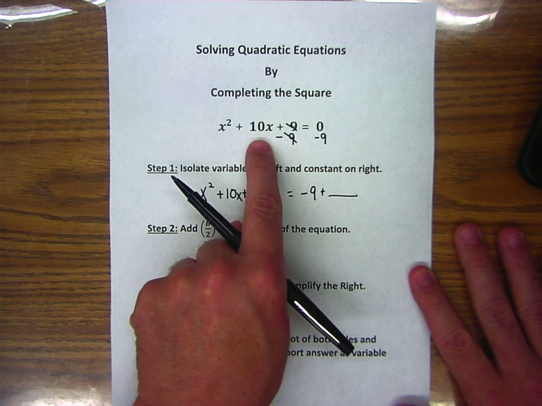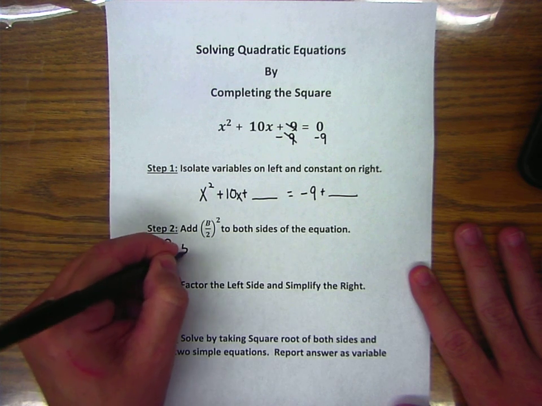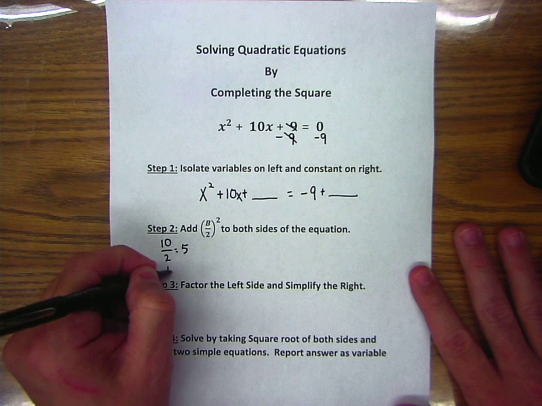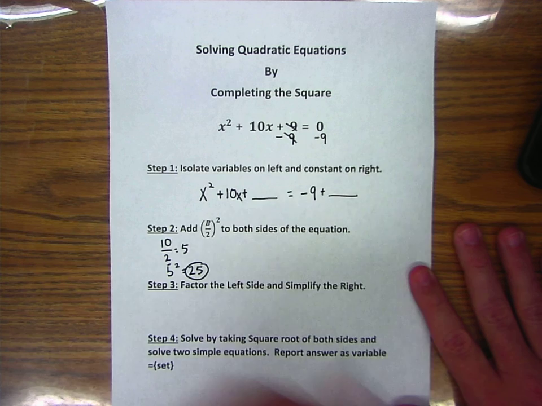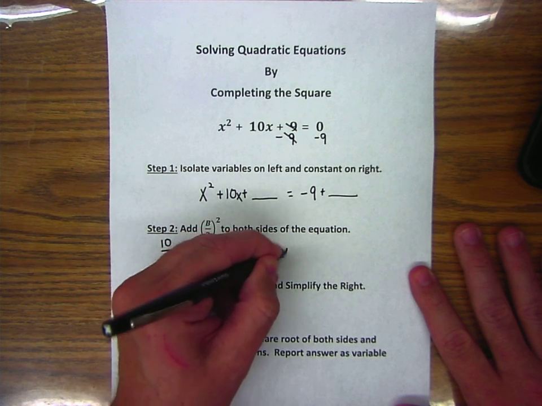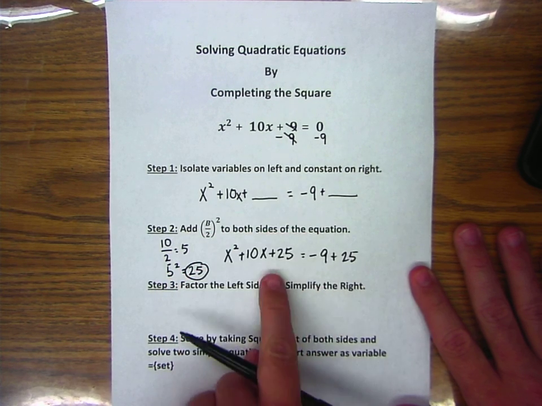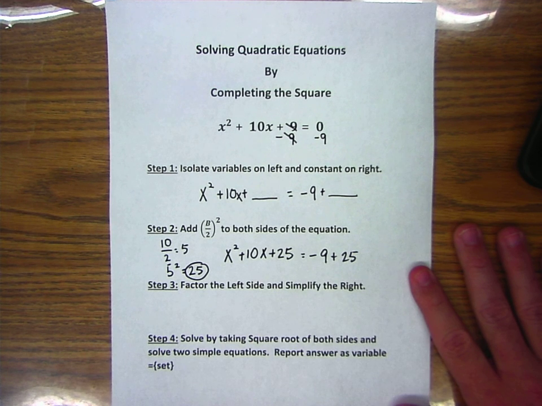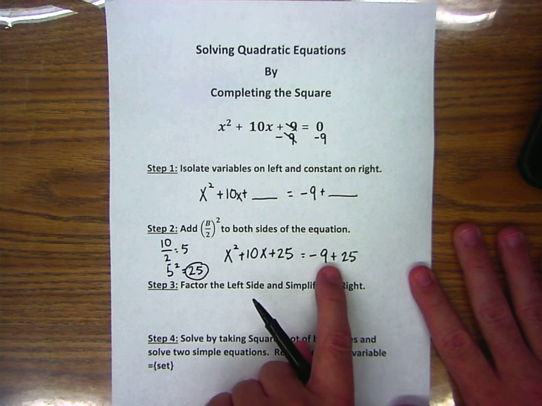So in this case, the b value is 10. 10 divided by 2 is equal to 5. And then we're going to take 5 and square it. So 5 squared is 25. I'm going to add 25 to both sides. That gives me x squared plus 10x plus 25 is equal to negative 9 plus 25. I've added that value to both sides of the equation. That creates a perfect square trinomial, which you can review in one of the other videos. And when I simplify that, I'm going to have a constant number on the right.